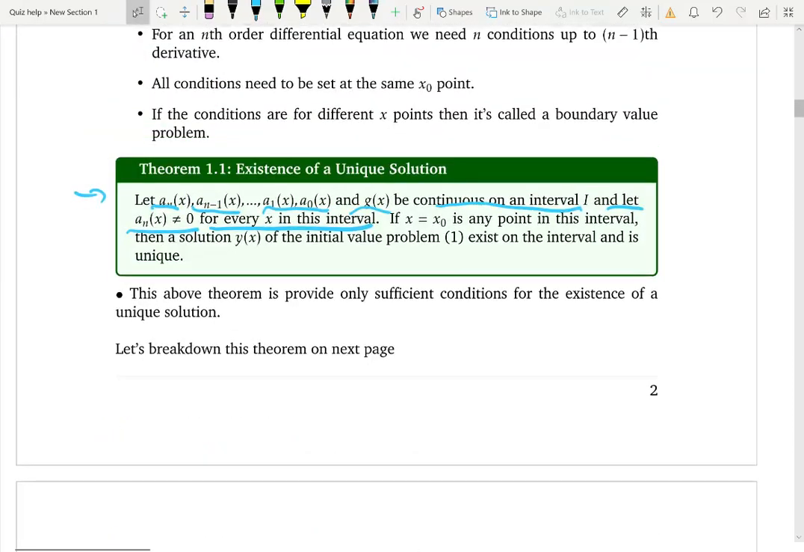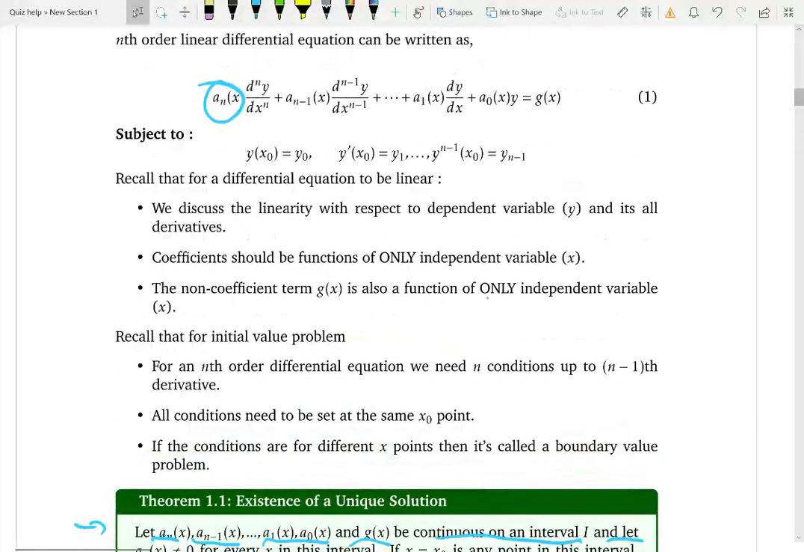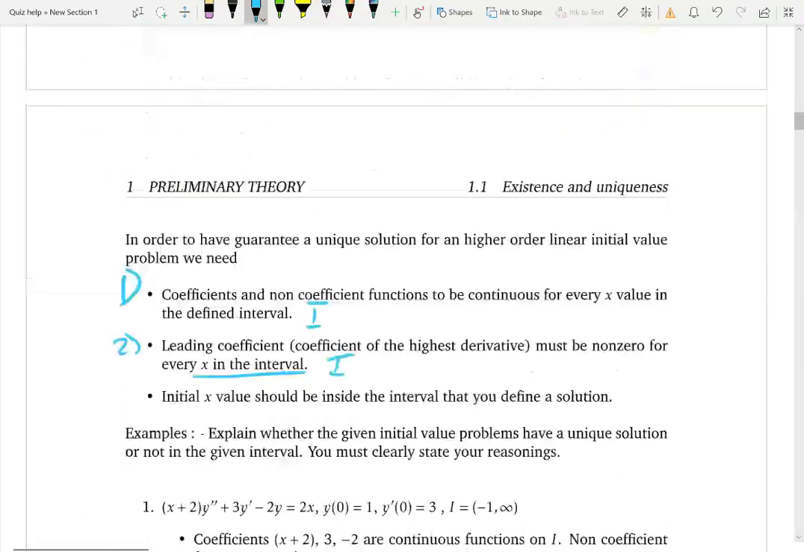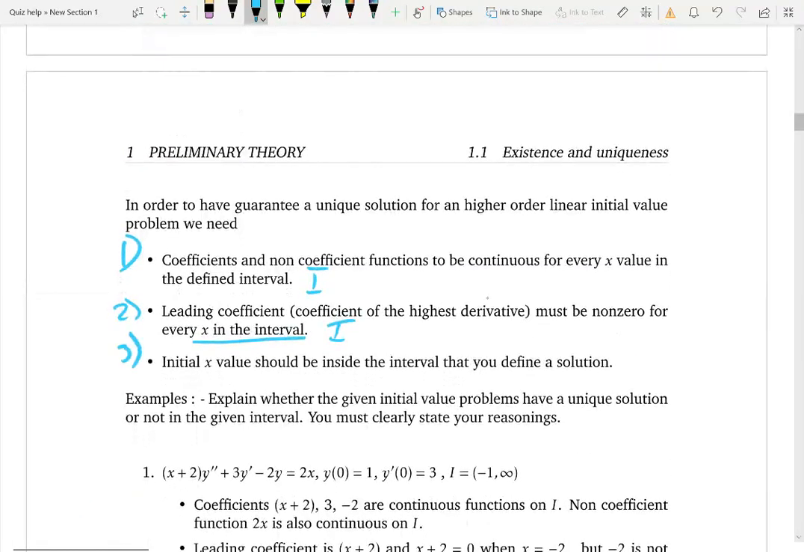Third condition: x equal to x naught is any point in this interval. So what is x naught? Now this is an initial value problem, so we have initial conditions. Initial conditions means all the conditions should start at the same x value, which is x naught, and the theorem says that x naught better be inside that interval too. So x naught should be inside the interval. That's the third condition.